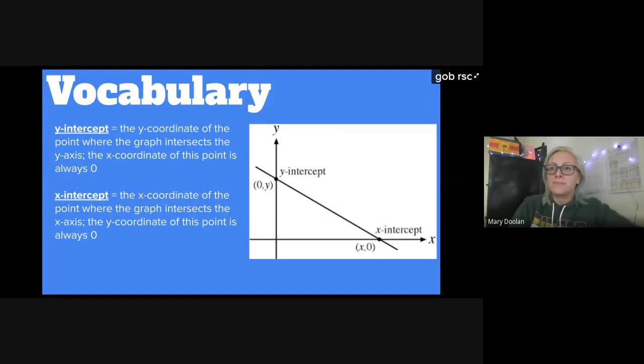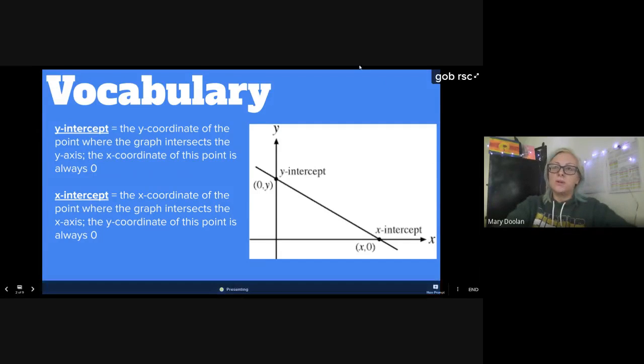And then if you're looking at the coordinates, there is something that's always true about these intercepts. When you are at the y-intercept, the x-coordinate is always 0. And at the x-intercept, your y-coordinate is always 0. So this is always true.